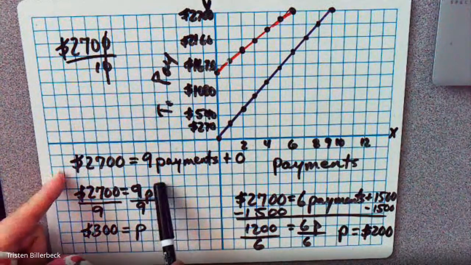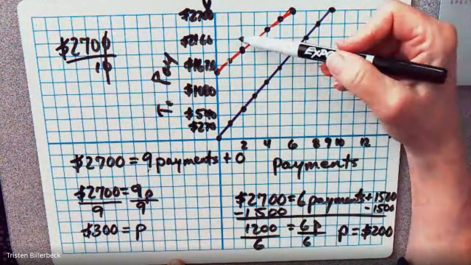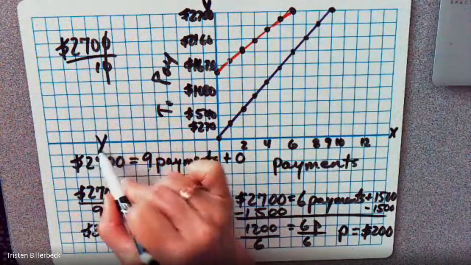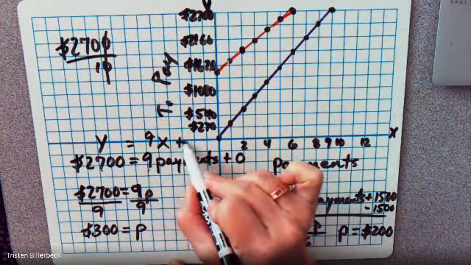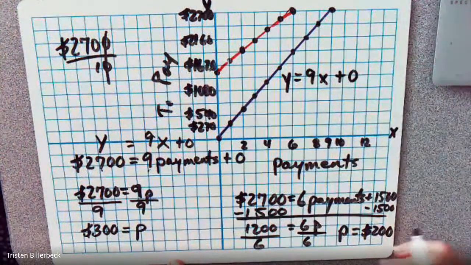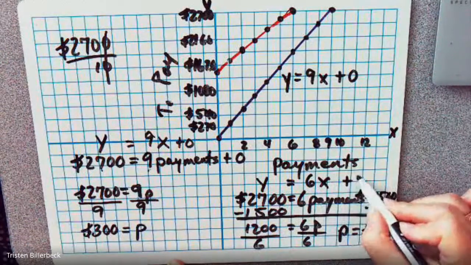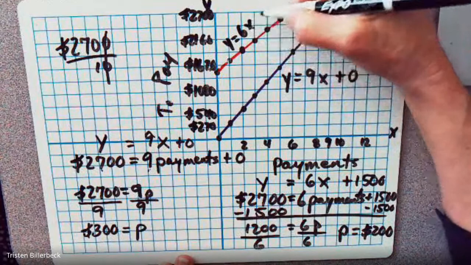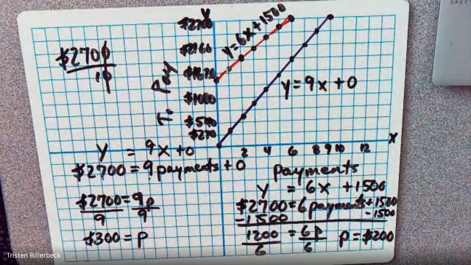So we're using a slope. The slope for this one is 9. And this slope here is 6, so the 6P. So let's write those 2 equations. If we didn't know what this was, we said this was y, this equals 9, and instead of payments, let's use x, plus 0. So this one is y equals 9x plus 0, which we really don't need the plus 0. Now let's say this one's y equals 6x plus 1,500. So that would be your slope-intercept form of the equation for this problem, a real-life problem.